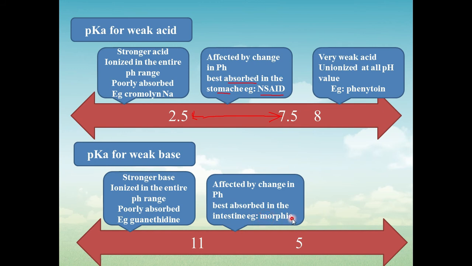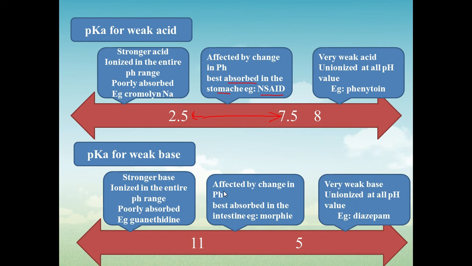Example is morphine. If acid is in the range of 2.5 to 7.5, it will get absorbed from the stomach. If the drug is basic and has a pKa in the range of 5 to 11, then it will get absorbed from the intestine. That is all the concept of bases.